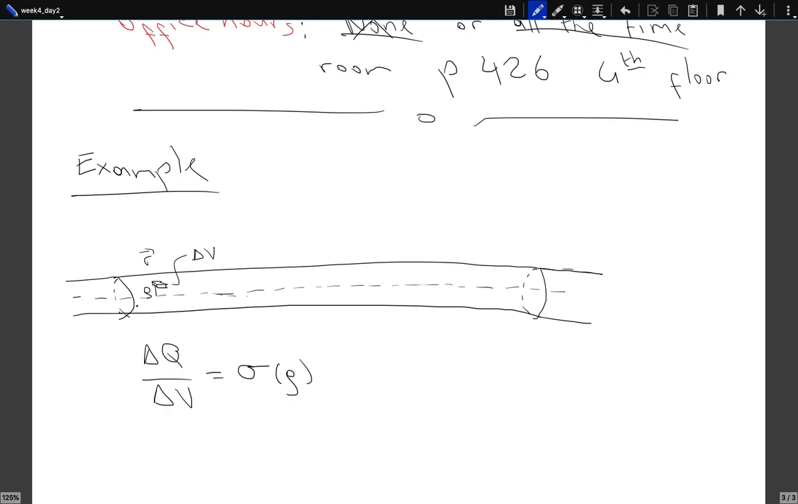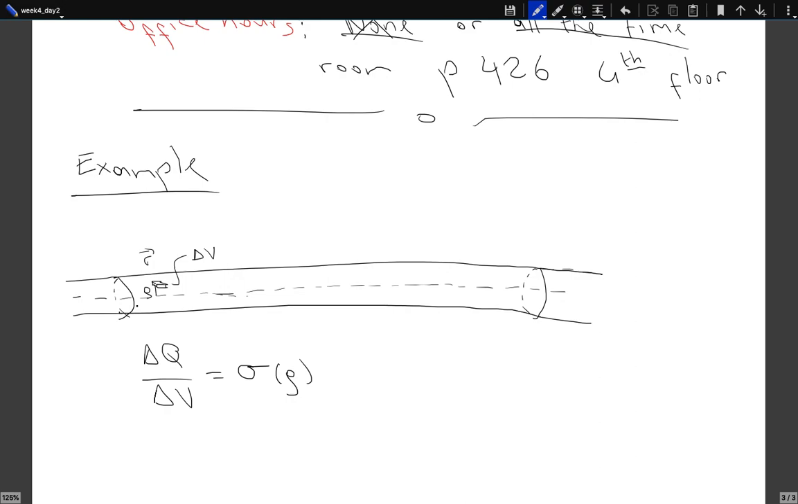But the important property of sigma is that it should depend only on the distance from the center. It shouldn't depend on whether you are here or here. It shouldn't depend on the z coordinate. It shouldn't depend on the phi angle, only on the distance from the center of the wire.